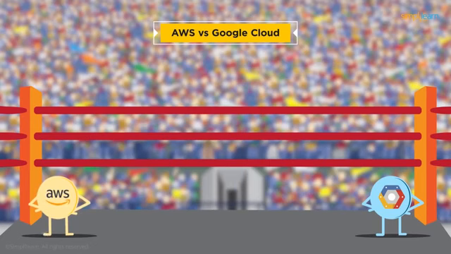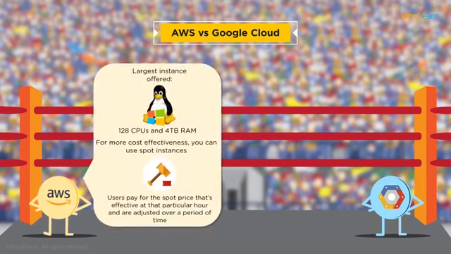Now let's talk about how you can configure instances. With AWS, the largest instance that's offered is of 128 CPUs and 4 TBs of RAM. Now, other than the on-demand method, like I mentioned before, you can also use spot instances. Now, these are for situations where your application is more fault tolerant and can handle an interruption.